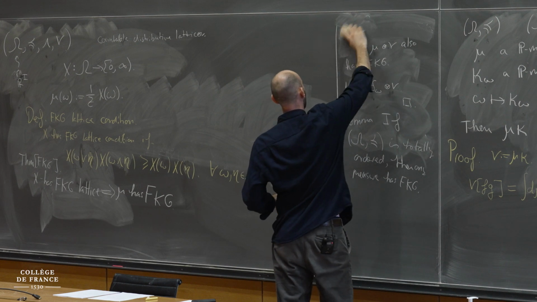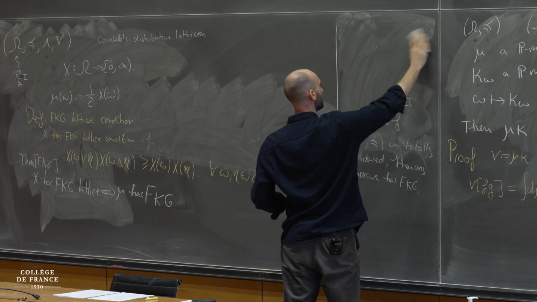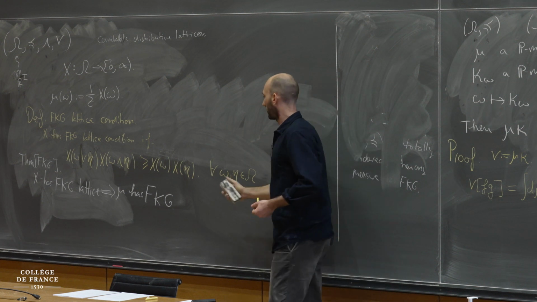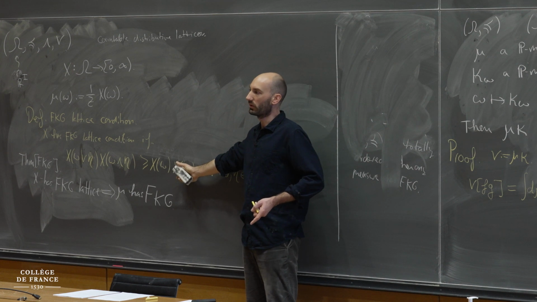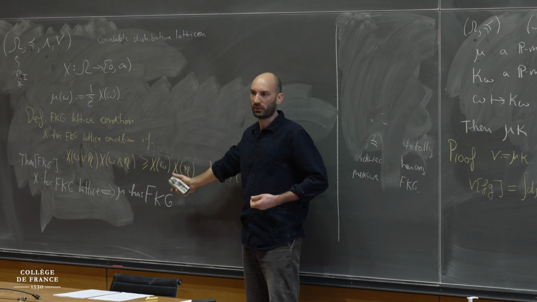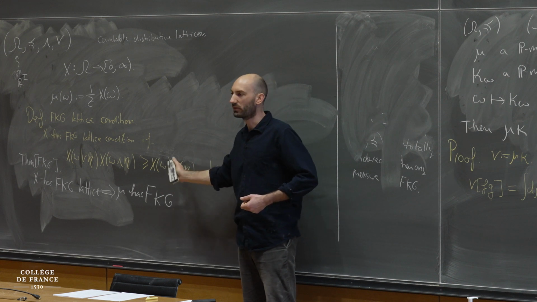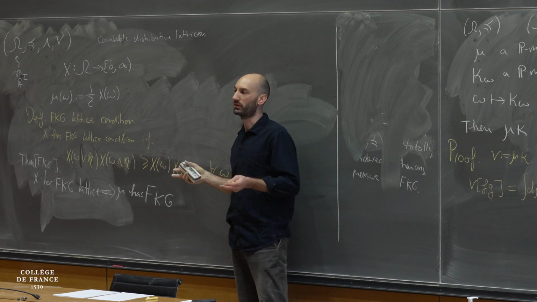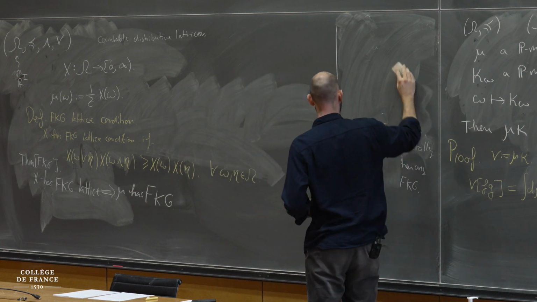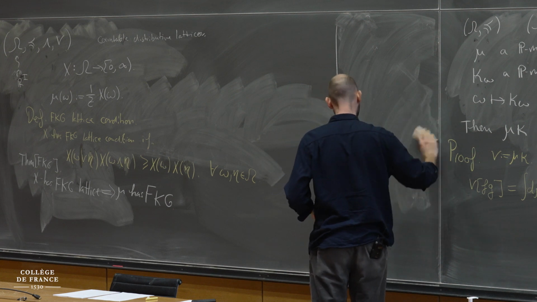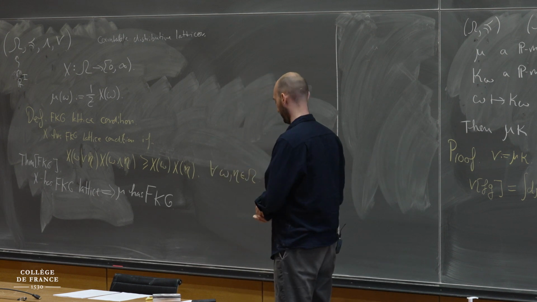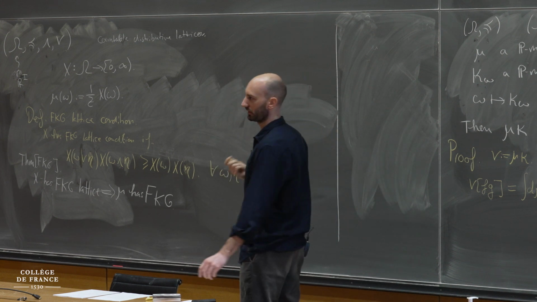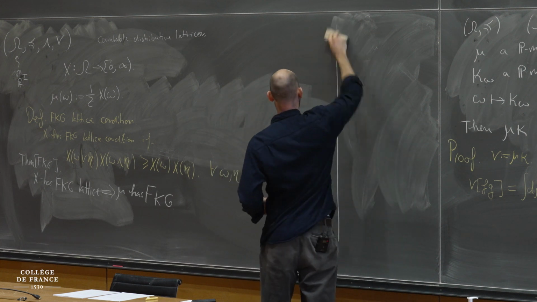So one thing which is nice about the FKG lattice condition is that if I have two functions which satisfy the FKG lattice condition, then clearly the product also satisfies the FKG lattice condition. So often what you can do is you can define a model in which the weight of each configuration is like a product of different weights. You prove the FKG lattice condition separately for each weight. And then you get it automatically. And then later you can also use this Tower property to get FKG inequality for more complicated measures.